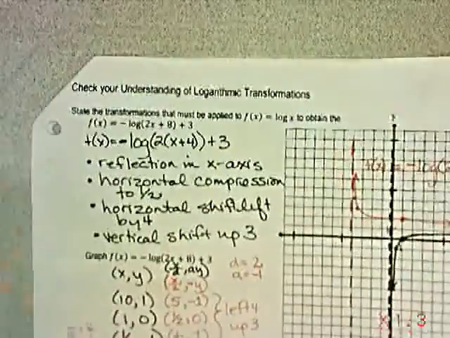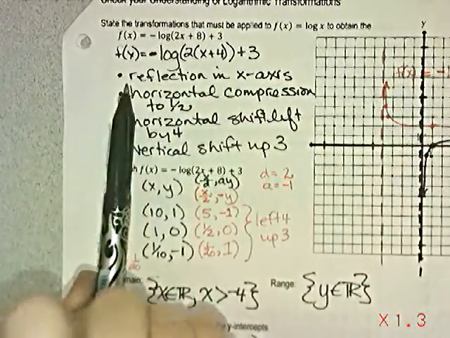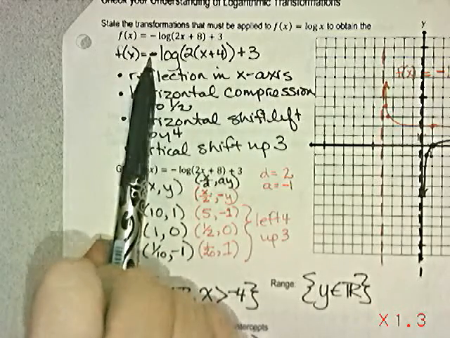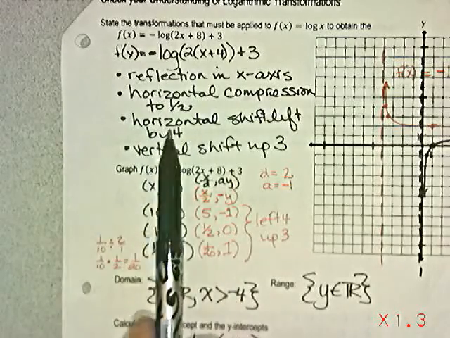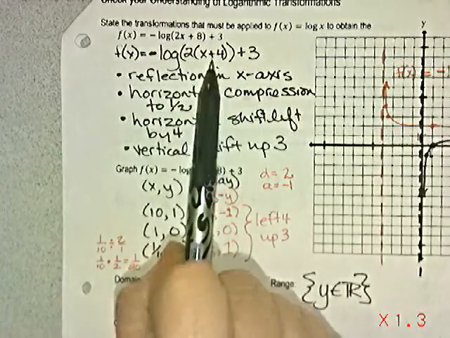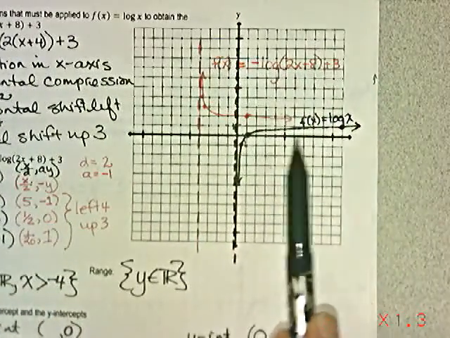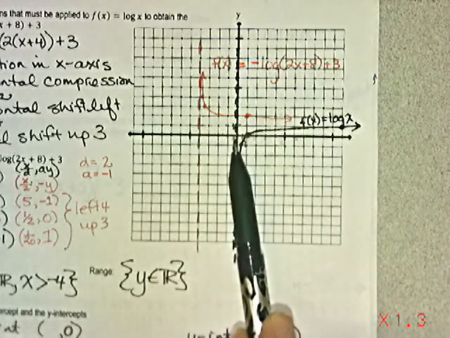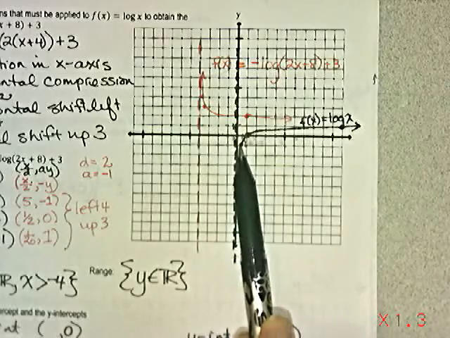All right, hopefully you've been successful at stating the transformations. A reflection in the x-axis with an a value of -1, horizontal compression to a half of what it was, horizontal shift left by 4, and a vertical shift up by 3. Your logarithmic base graph should have over 10 up 1, and then over 1 up nothing. Over a 10th down 1 is pretty hard to show accurately, but just do your best there.